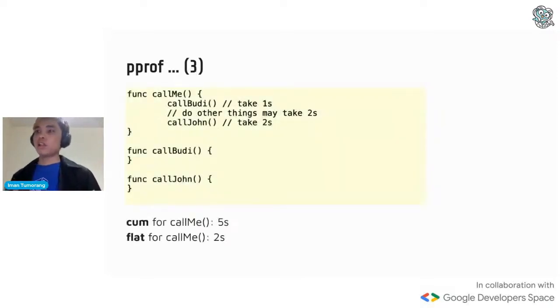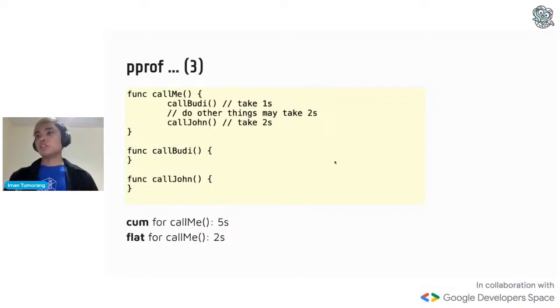To give a short example, we have a function called call me and other functions called call Budi and call John. In call me, it calls call Budi and call John.